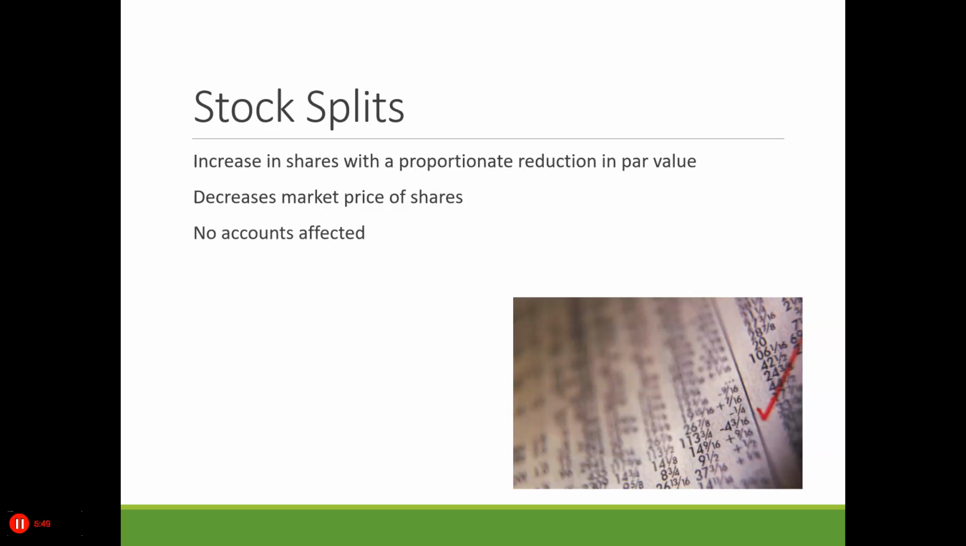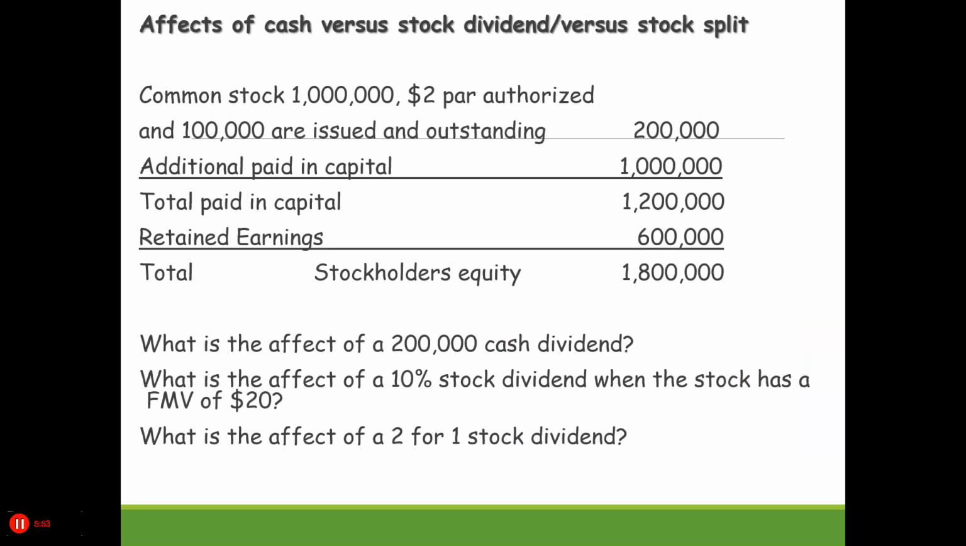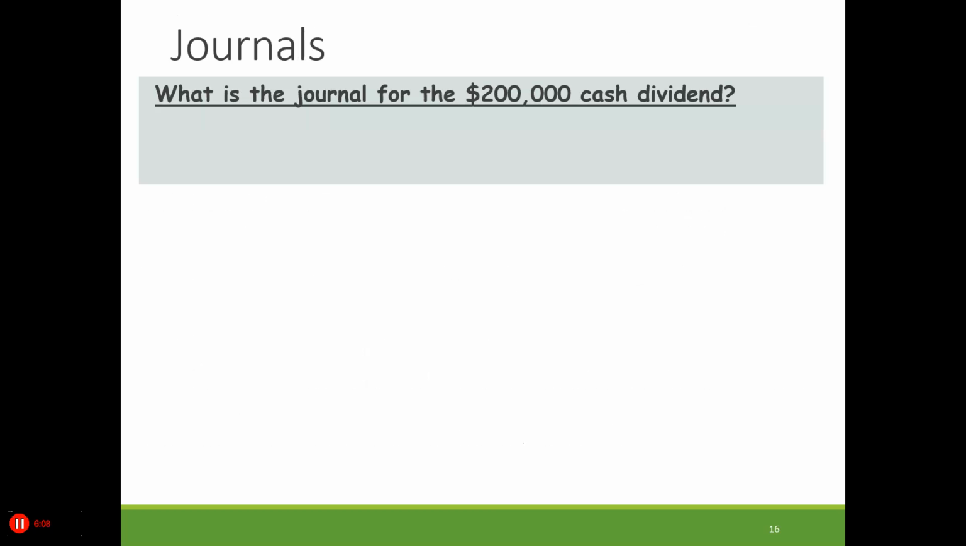And now what I'm going to do is walk you through what this looks like. So here's our company. They have $100,000 issued and outstanding with $2 par. And we're going to look at the effect of a cash dividend, a stock dividend, and a 2-for-1 stock split. All right, so what is the journal entry for the $200,000 cash dividend? Well, we take the money out of retained earnings, and we set up a liability, which means this is going to have an effect on total equity.